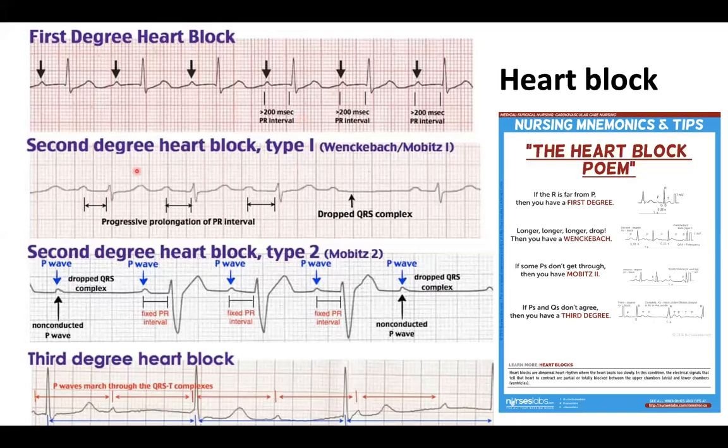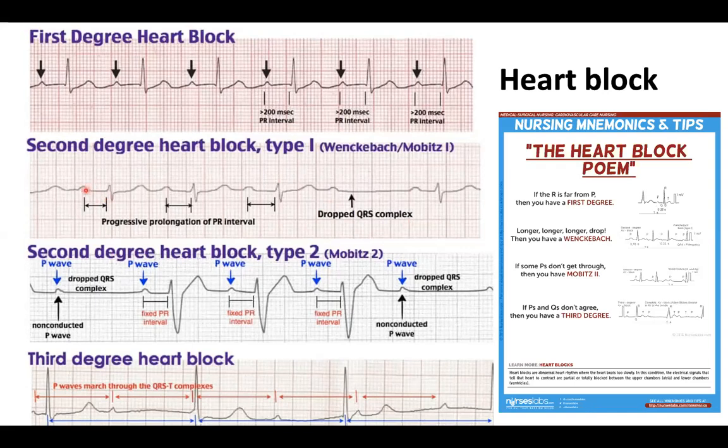Now we move on to second degree heart block, type 1, also called Wenckebach or Mobitz 1. Here there's progressive PR prolongation. You can see the PR interval here is 1, 2, 3, 4, 5, 6 small squares, and here it's 6, 7 small squares, getting progressively longer until there's a dropped QRS complex. There's a P wave here, but no QRS complex following the P wave.